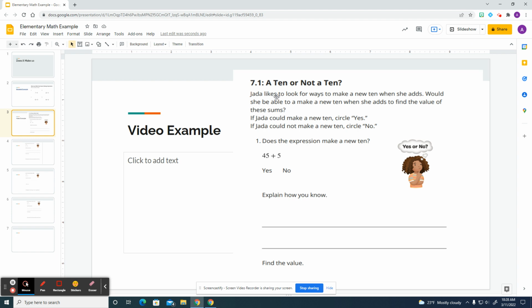So Jada likes to look for new ways to make a 10 when she adds. Would she be able to make a new 10 when she finds a value of these sums? Remember, sums means when you add two numbers. So if Jada could make a new sum, circle yes. And then if she couldn't, circle no.